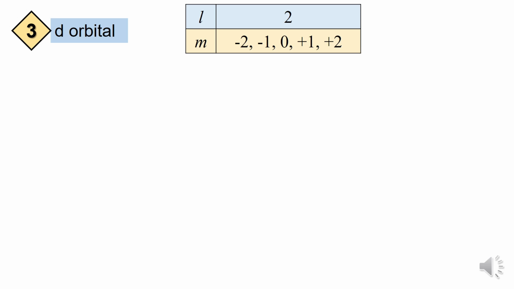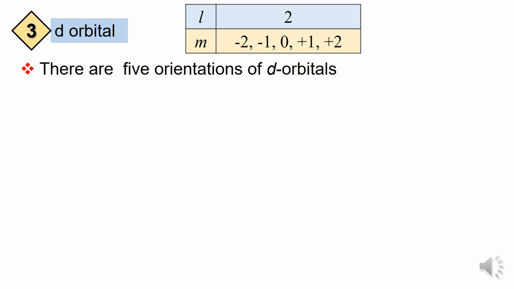The third one is d orbital. All d orbitals have L equals 2, with 5 possible values for m: -2, -1, 0, +1, +2. There are 5 orientations for d orbitals.